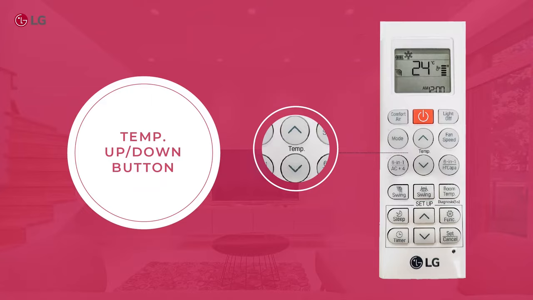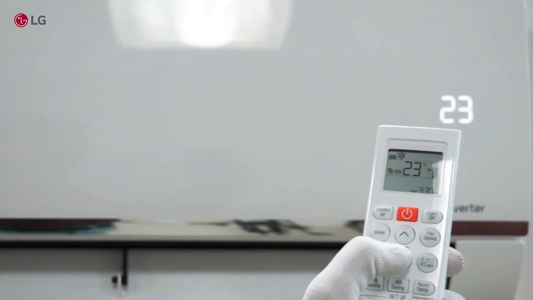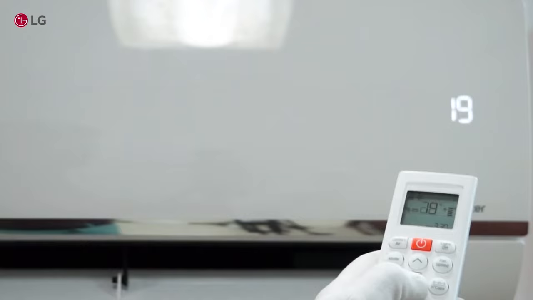These are the temperature up and down buttons, with which you can set the required temperature ranging up to 30 degrees, and the lowest could be 18 or 16 depending on the model.